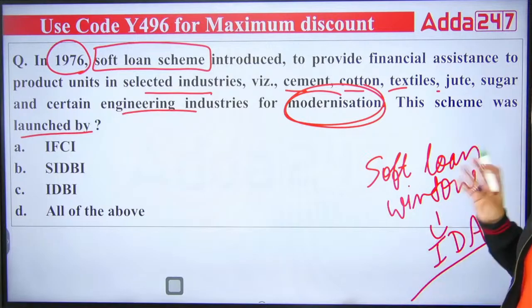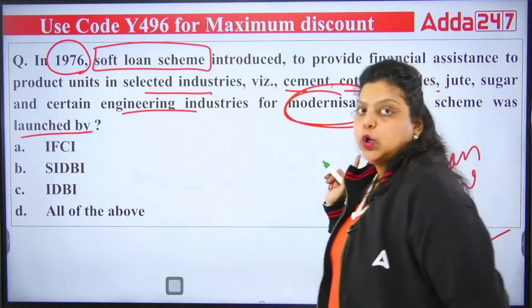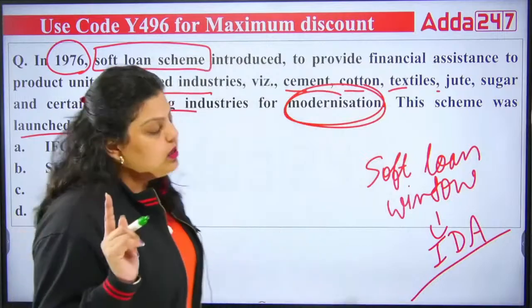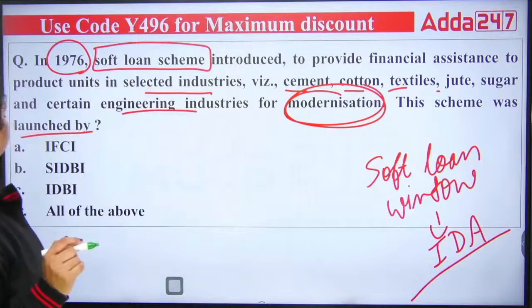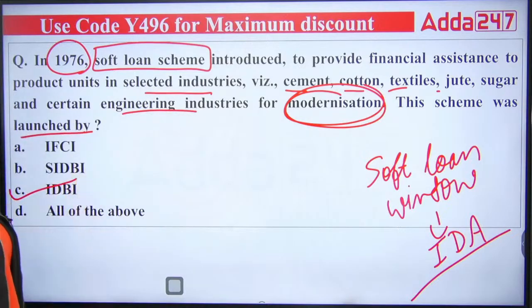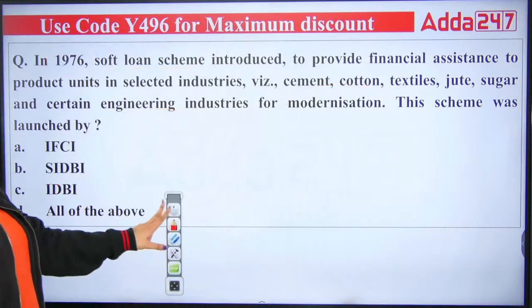So World Bank has 5 institutions. This we have discussed in module A classes already. Okay. So do remember, if you talk about the soft loan window, IDA is the soft loan window, and the soft loan scheme was introduced by IDBI, Industrial Development Bank of India.